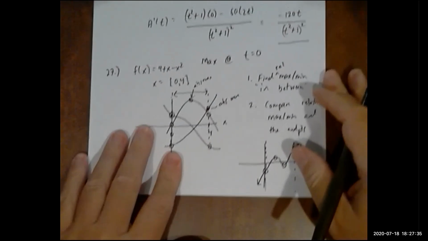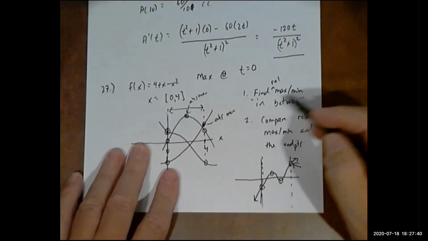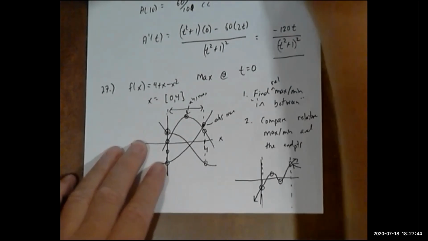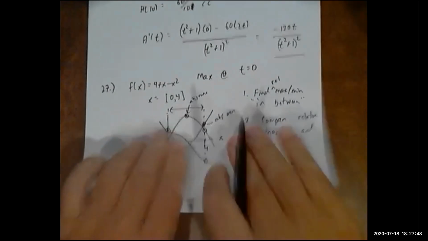So that's why it's really a two-step process. You have to see if there are any maxes and mins in between the endpoints, and then compare that with the endpoints, and you just look for the largest value. Pretty straightforward. So let me rewrite this function, and we'll just do this one.